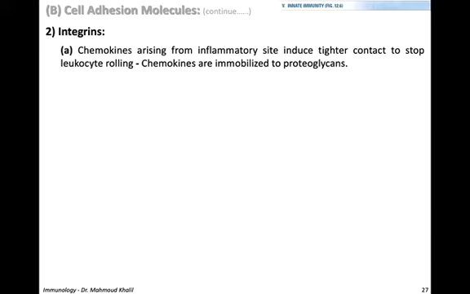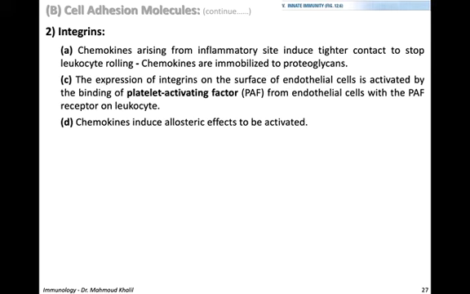The chemokines naturally are immobilized to proteoglycans. The expression of these integrins on the surface of the endothelial cells is activated by the binding of two important factors. The binding of the platelet activating factor from the endothelial cells with its receptor on the leukocyte, so that's why there is a binding during the process of rolling. And the activation of these can be induced by its own allosteric effects.